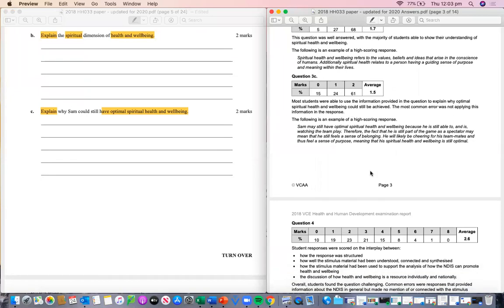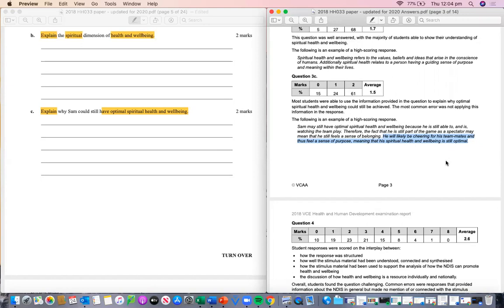Sam may still have optimal spiritual health and well-being because he's still able to watch the team play. Therefore, the fact that he's still part of the game as a spectator may mean that he's feeling a sense of belonging. There's your 1 mark there. He will likely be cheering for his teammates and thus feeling a sense of purpose, meaning that his spiritual health and well-being is still optimal. And there's your 2nd mark. So again, there's a linking pattern within this response.